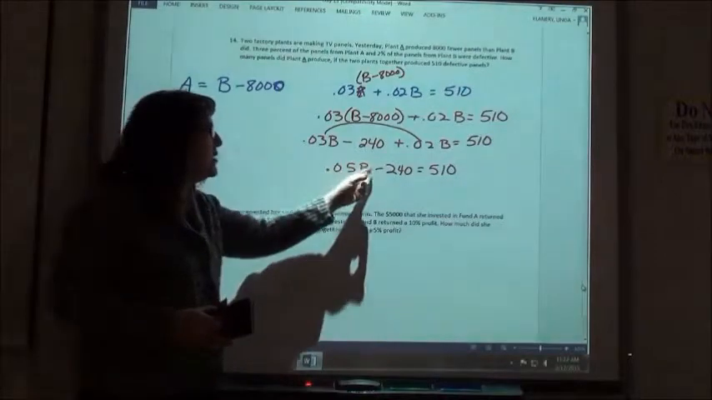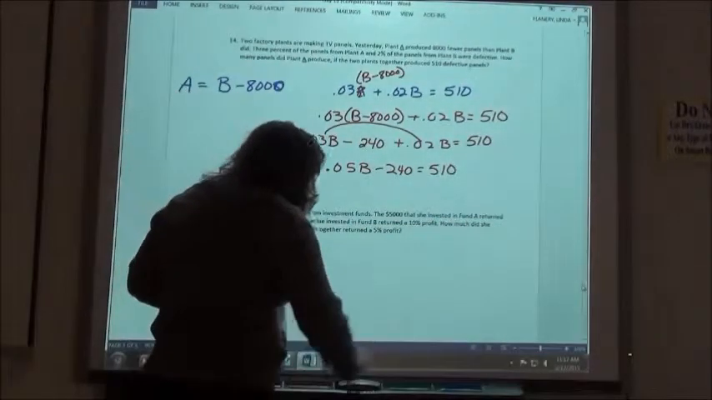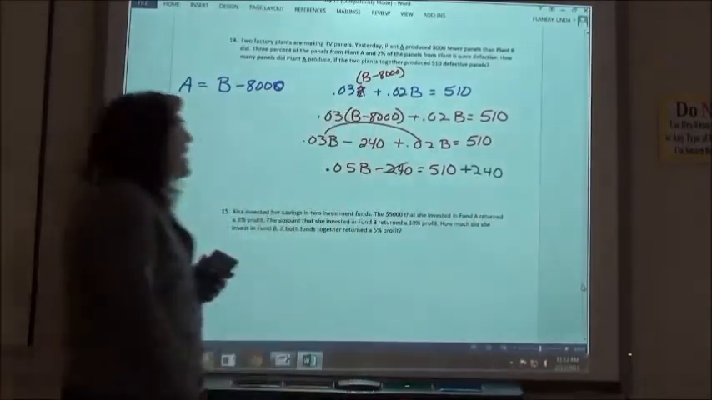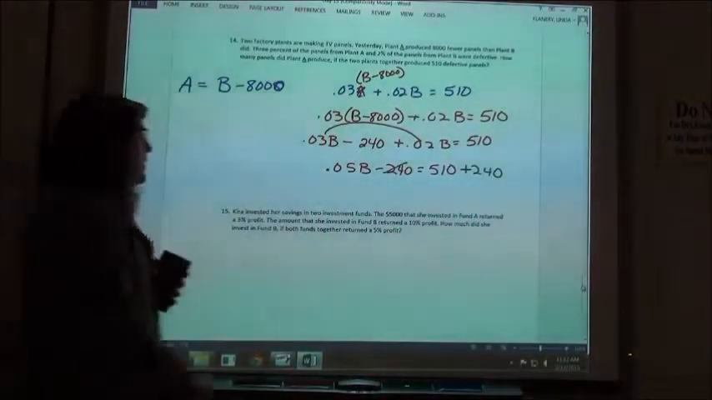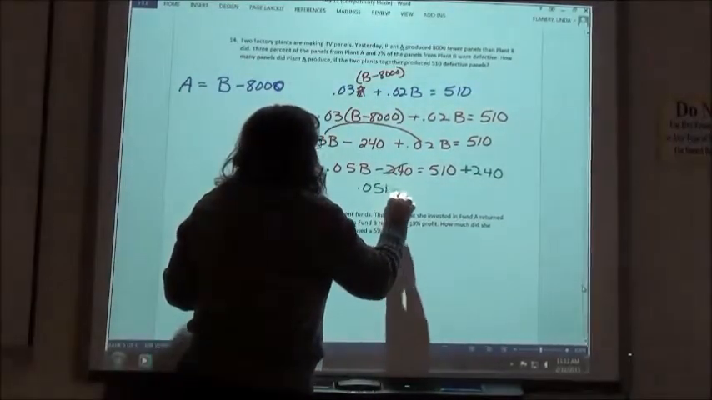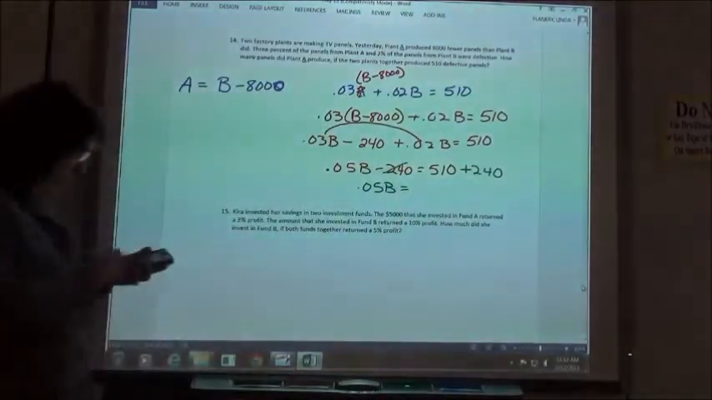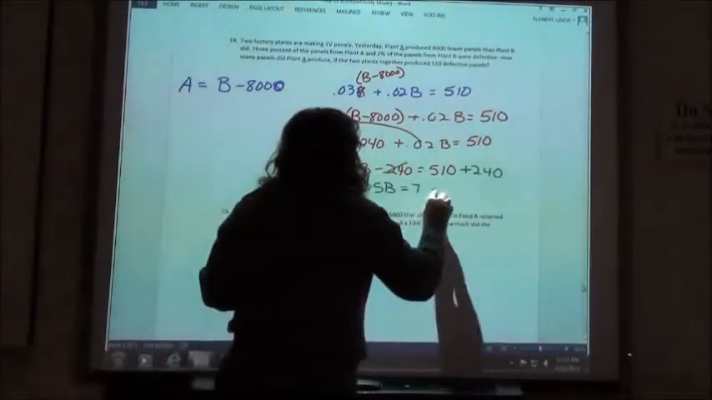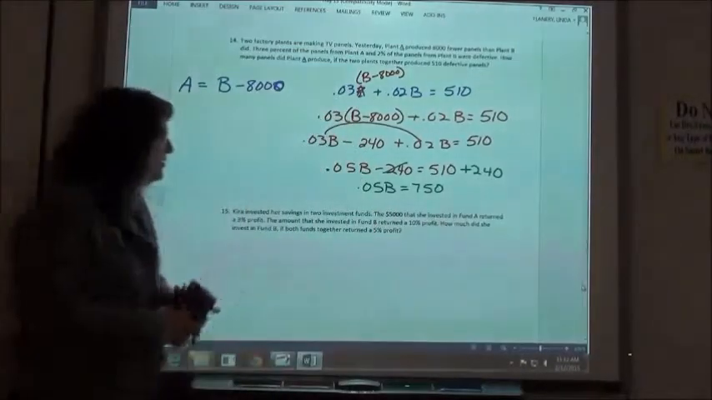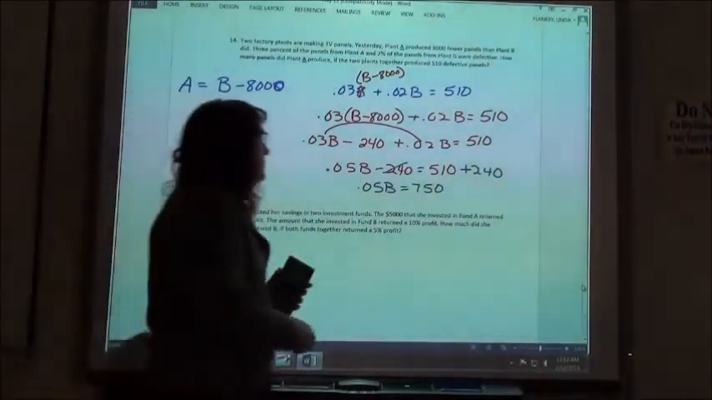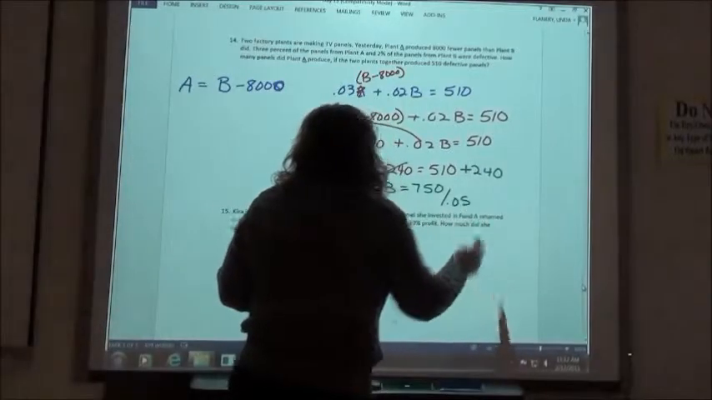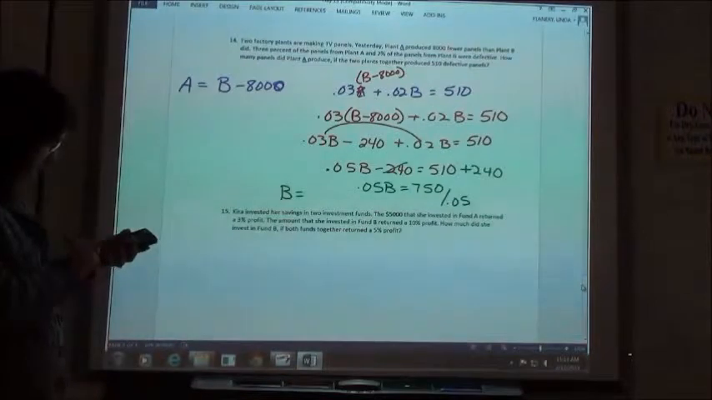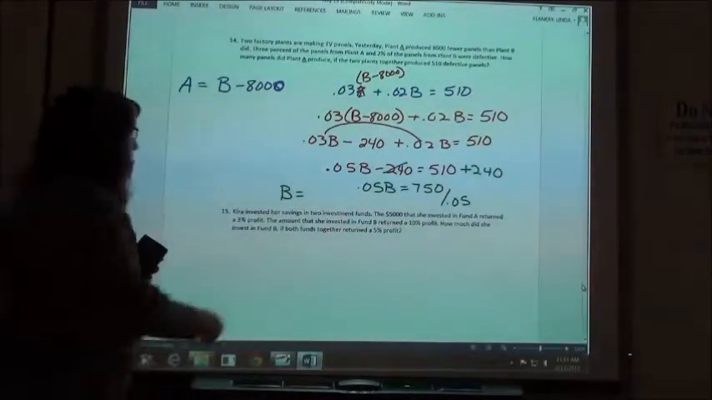Want to solve it for B's, so I'm going to move my 240 to the other side. I've got to add my 240 to the other side. So 0.05B equals 510 plus 240, 750. And then I've got to divide by my 5%. B is going to be equal to 750 divided by 0.05, 15,000.